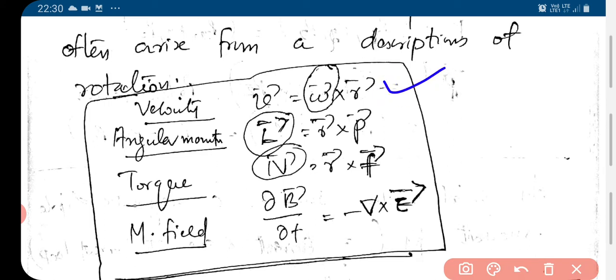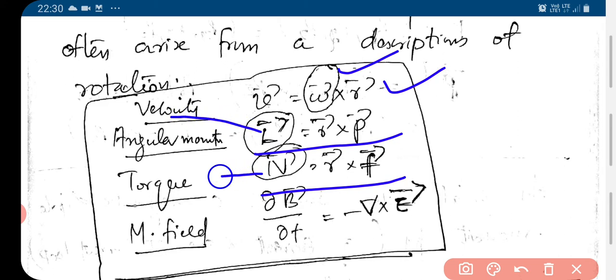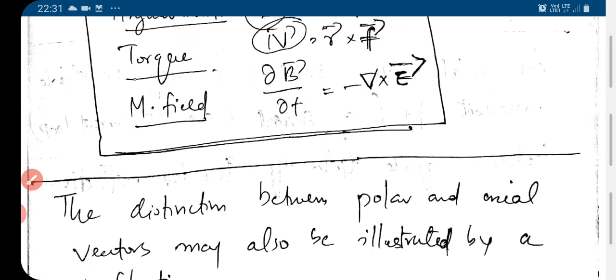So velocity is omega cross r, v equal to omega cross r. The cross products are related with rotation: angular momentum, r cross p, torque, and dB/dt equals minus del cross E. Here omega is an axial vector or pseudo vector. Angular momentum is an axial vector. Torque is an axial vector. Magnetic field is an axial vector. So it's related with the rotation.